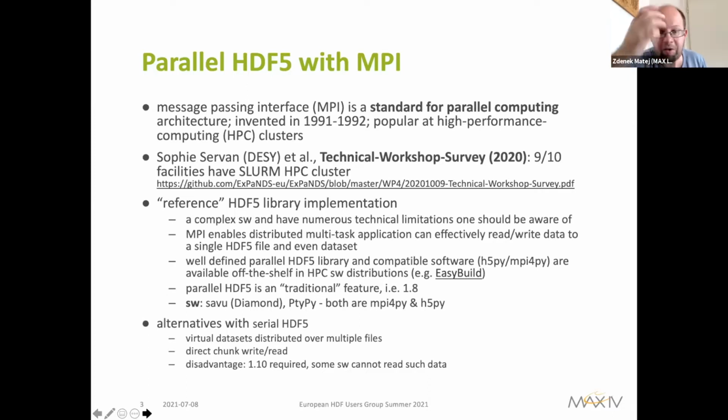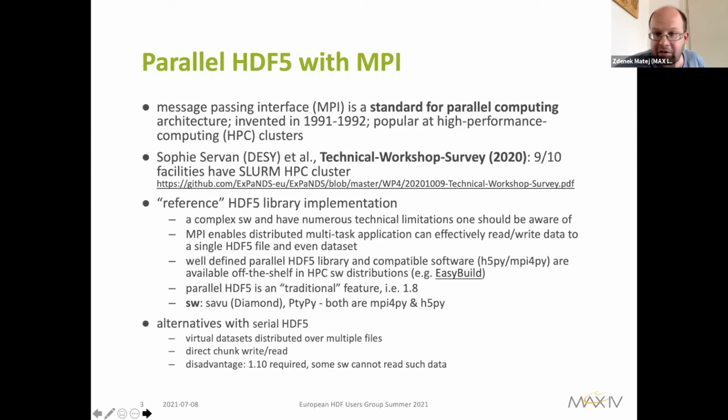MPI is an old traditional standard, so it usually requires only the 1.8 library for reading if you write data with that. So it's simple and it's very popular in HPC. It is sometimes complicated to install, but the HPC clusters usually have it. There is even synchrotron software using parallel HDF5. The one that is using it most extensively is called Savu, which is using parallel HDF5 to exchange data between different stages of the data processing pipeline.